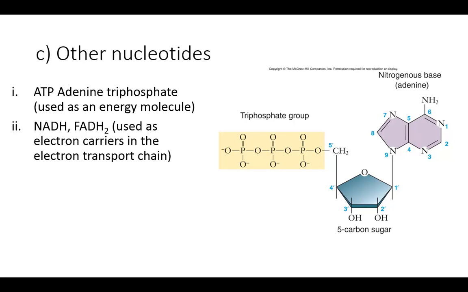There are a few other nucleotides. DNA and RNA are the ones we're probably going to spend the most time talking about. But there are a couple other ones. ATP is the molecule in the body that is used to store and release energy. And this is adenine triphosphate.